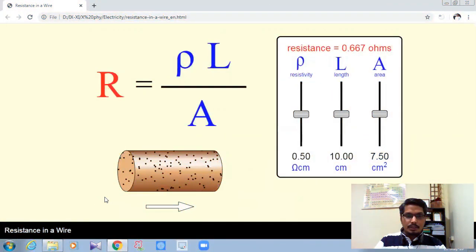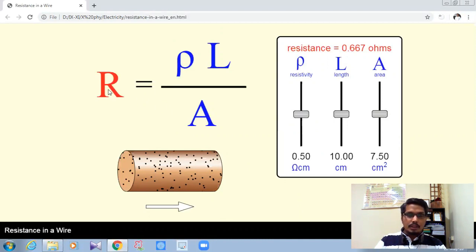Through this simulation, we are going to see the factors on which the resistance of a conductor depends. As you all know, the resistance of a conductor depends on four factors. One is the resistivity of the conductor, or the specific resistance of the material of the conductor, length of the conductor L, and area of cross section, or the thickness A of the conductor. And the fourth one is the temperature.